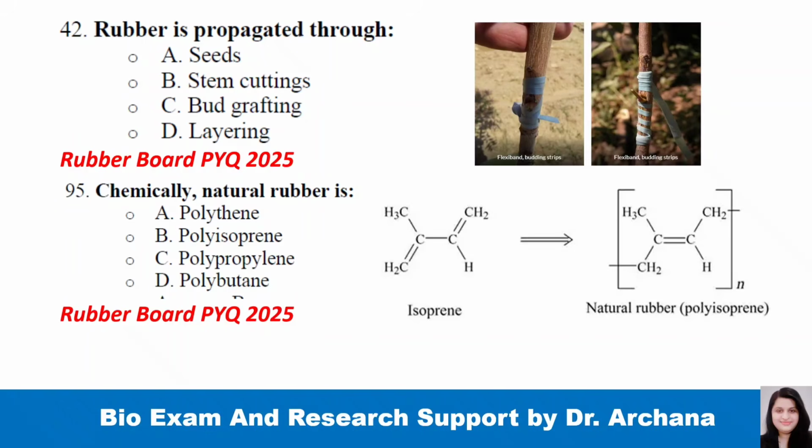And the next question says that chemically natural rubber is. Natural rubber is chemically a polymer of isoprene units, called polyisoprene, because there are so many isoprene units. So it is polyisoprene, and the correct answer will be B.